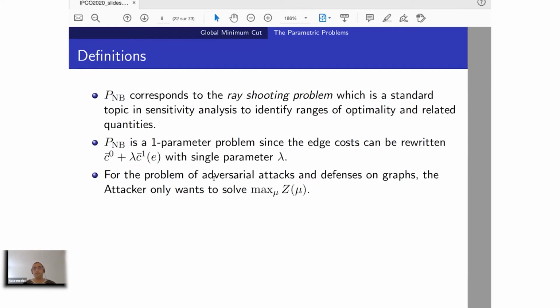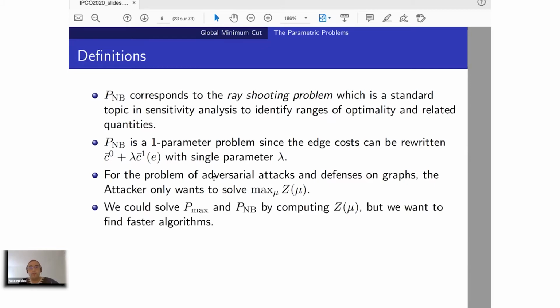For the attack and defense problem, the attacker may only be interested in solving the maximum problem, because the defender will find the point mu star where the function z reaches its maximum, because he would like to make the minimum cut value as big as possible. So we solve the max min problem for the attack and defense problem.